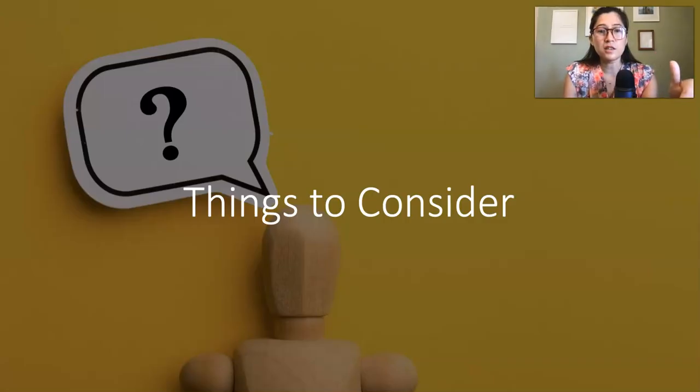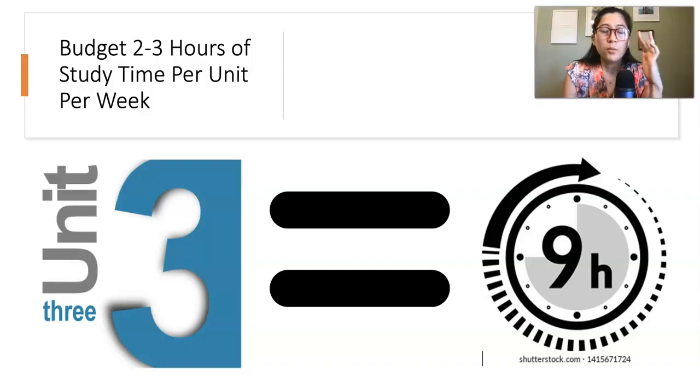So some things to consider when we're talking about making our schedule. Per Sac State campus policy, you should be budgeting about 2 to 3 hours of study time per unit per week. So what that means is that for a 3-unit lecture class, you should be putting about 9 hours of study time in your schedule for that particular class.